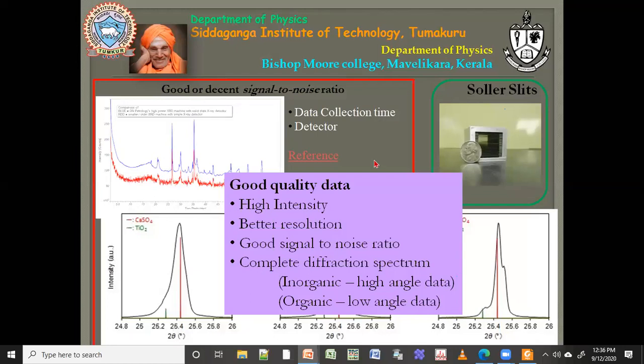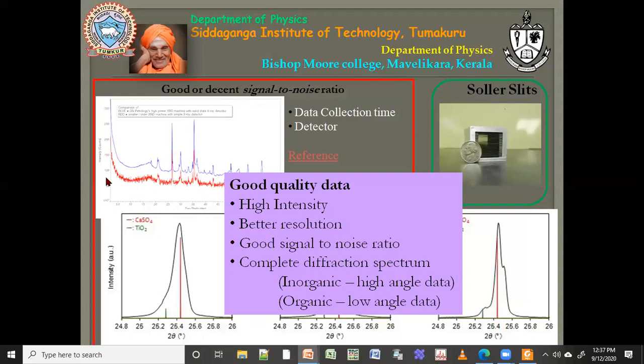So for good quality data, what are the things you should have? You should have high intensity. You should have better resolution. Better resolution in the sense that you should see well-defined peaks. You should not see something like this. Instead, you should be able to differentiate the peaks very well. And then you should have a good signal to noise ratio.